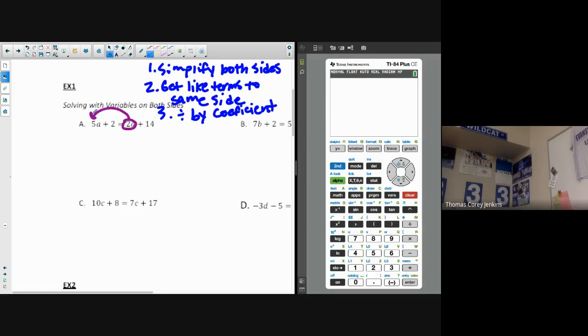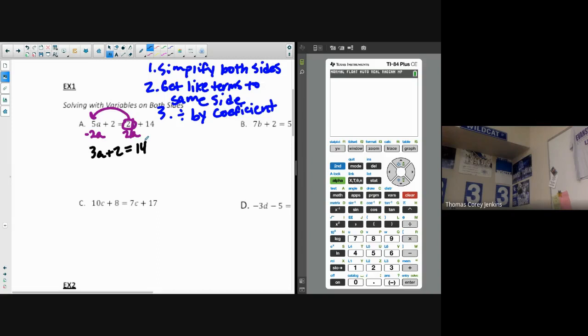But I can't just move something, right? I got to use algebra. So how can I do that? I am actually just going to subtract 2a from both sides. Because what's 2a minus 2a? That's 0, and that's what we wanted. Okay? So after that, I end up with 3a plus 2 equals 14. 0 plus 14 is 14.